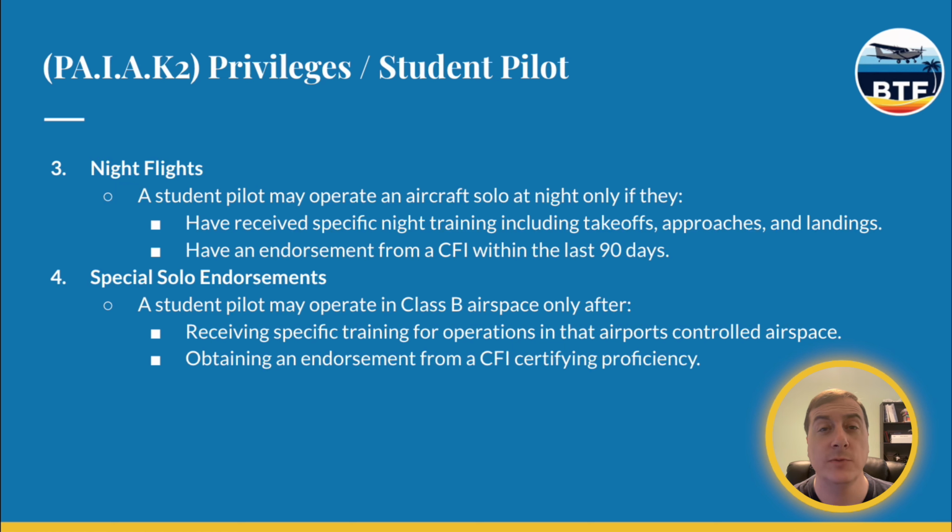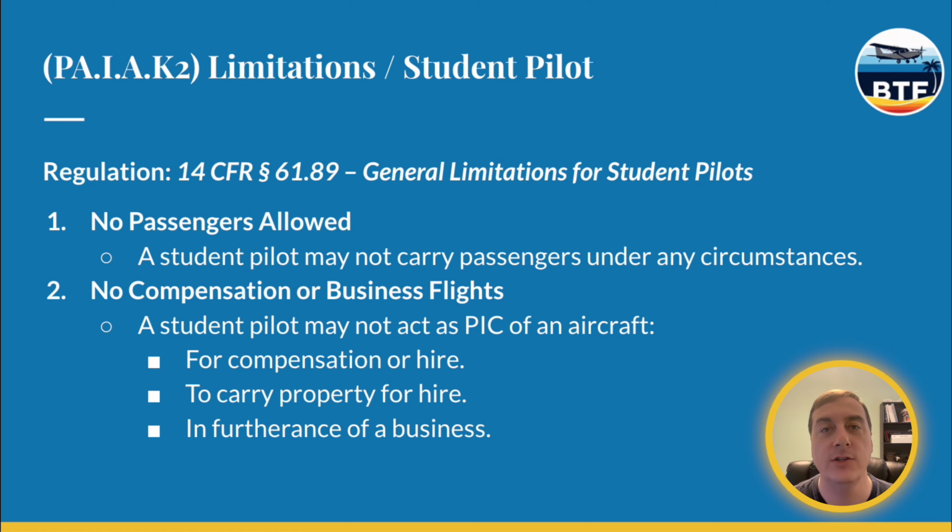There are also special solo endorsements that you may need depending on where you're doing your training. The student pilot can only operate in Class Bravo airspace if they've received specific training for that specific Bravo airspace and they've been endorsed by their CFI to do so. There are also 12 Bravo airspaces that you just can't even receive an endorsement for. So these are the privileges that you can exercise as a student pilot as long as you have the appropriate endorsement.